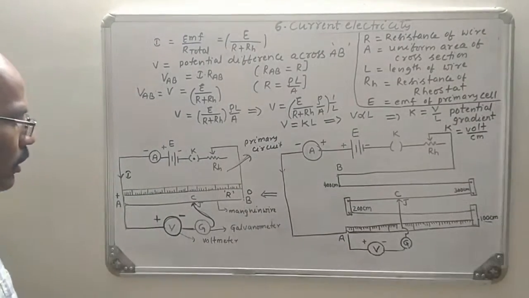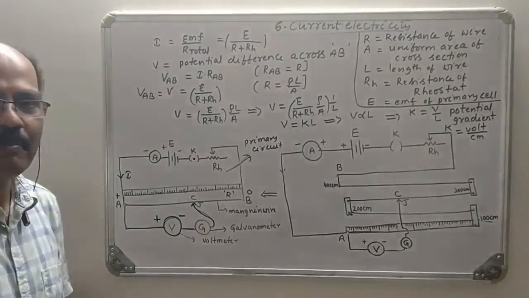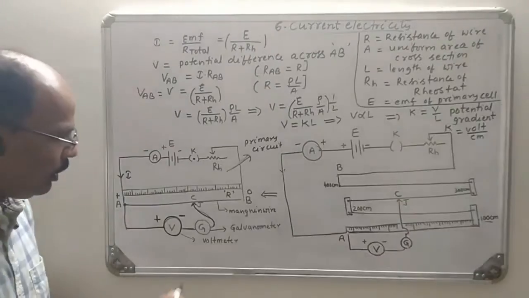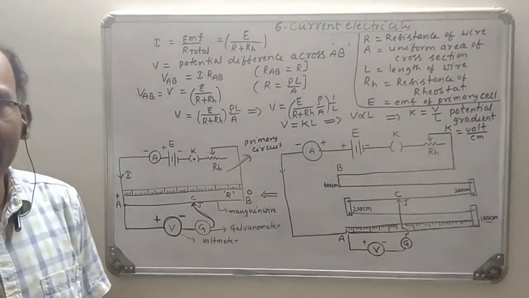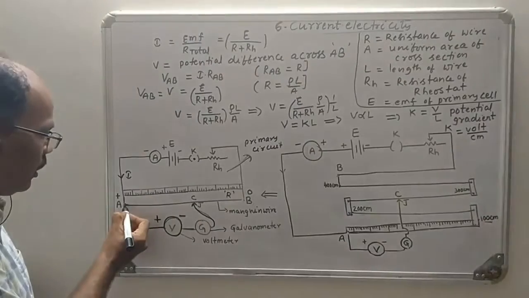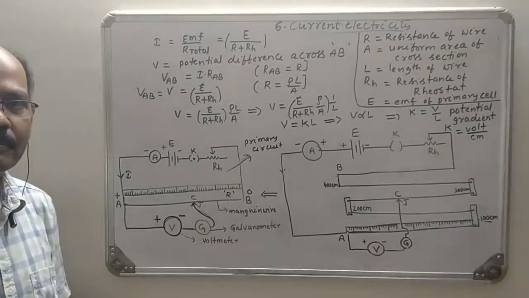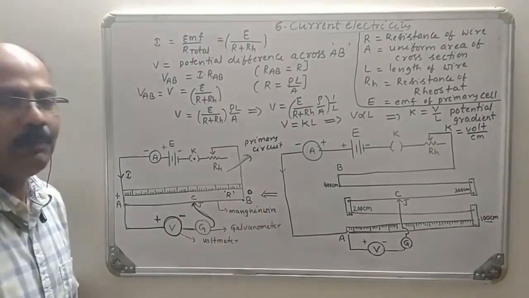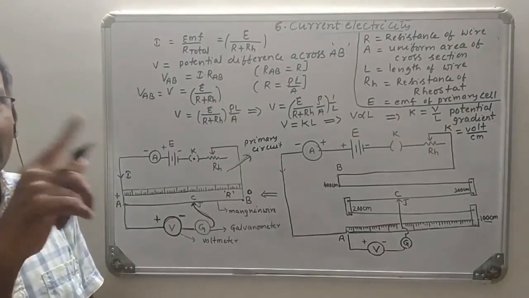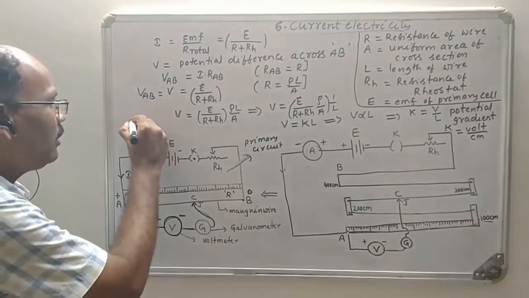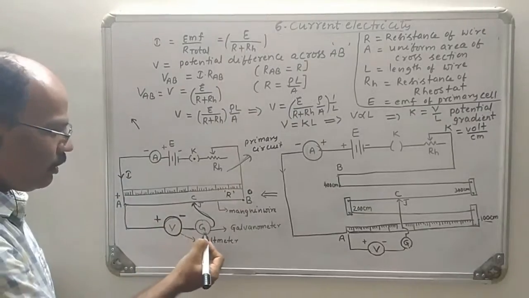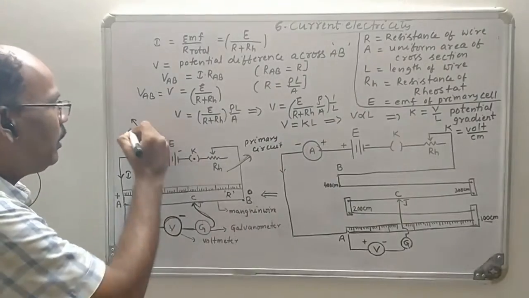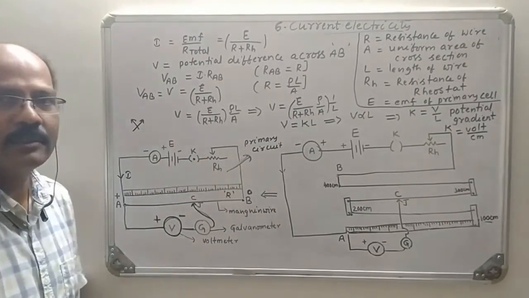Suppose you touch the jockey J at point A, the galvanometer reaches the maximum deflection. Why? Because point A is at higher potential. If you touch the jockey J at point B, it is at lower potential, so it is deflected in the opposite direction. So when we touch the jockey J at point A, the galvanometer deflects towards the left, and if we touch point B, it deflects towards the right.